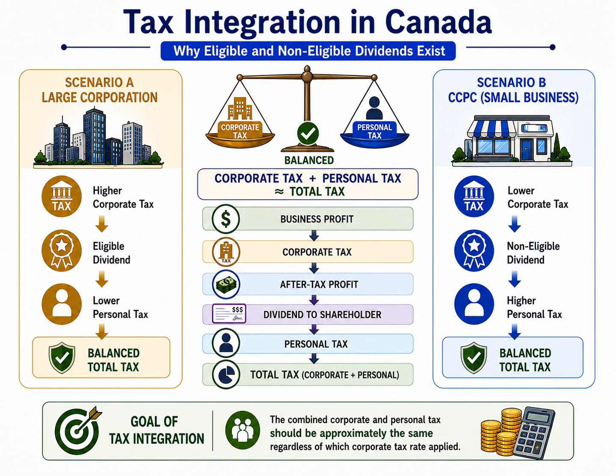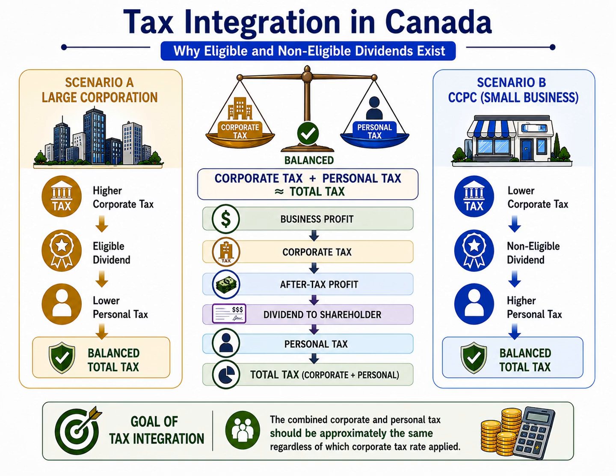Although the corporate tax and personal tax are different in these two situations, the Canadian tax system is designed so that the combined tax burden is approximately the same. In other words, when corporate tax is higher, personal tax is lower. When corporate tax is lower, personal tax is higher. The two levels of tax work together to produce a balanced overall result. This balancing effect is the essence of tax integration.